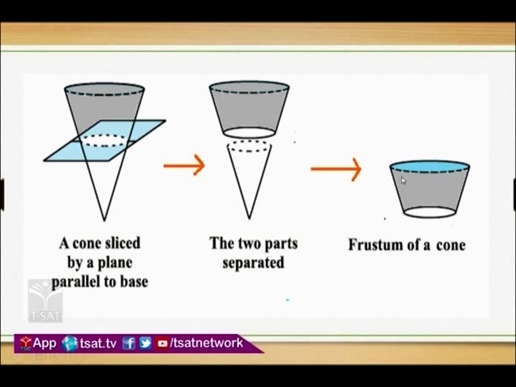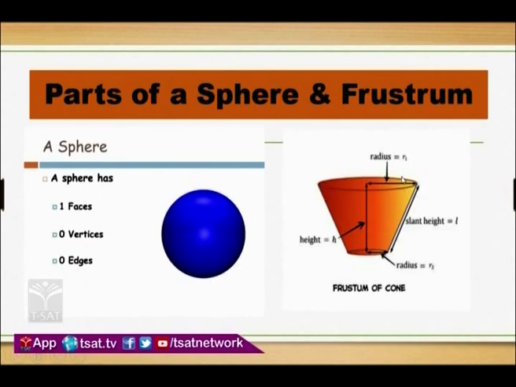So what are the parts of a sphere and a frustum? If you see the sphere, it contains no vertices, no edges. But how many faces does a sphere contain? It contains only one face, that is the curved surface. Now next one, if you see, this is a picture of a frustum.